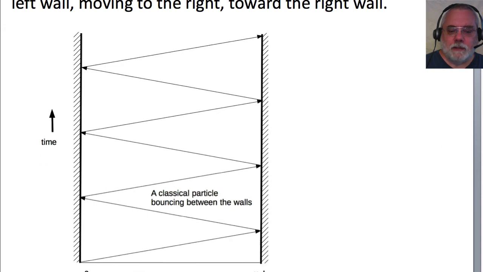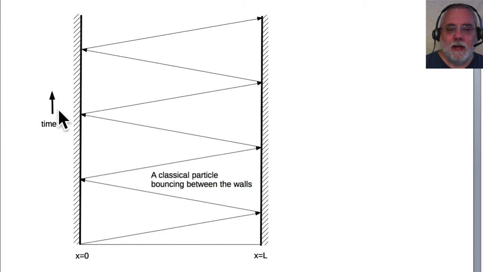Here's a picture where now the vertical axis is time, not energy. So at time t equals 0, the particle is at the left wall, x equals 0. It has just bounced off and it is moving to the right, until it eventually hits the right wall, bounces off, moves to the left, bounces off the left wall, the right wall, the left wall, the right wall, and so on. And it will do that forever if the walls are ideal and perfect, and the particle is a perfectly rigid particle.